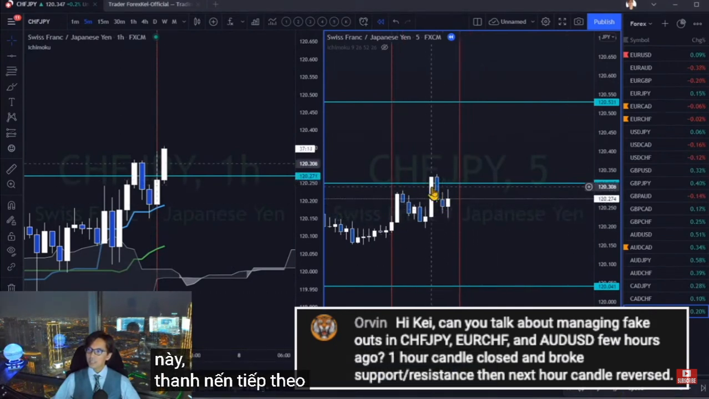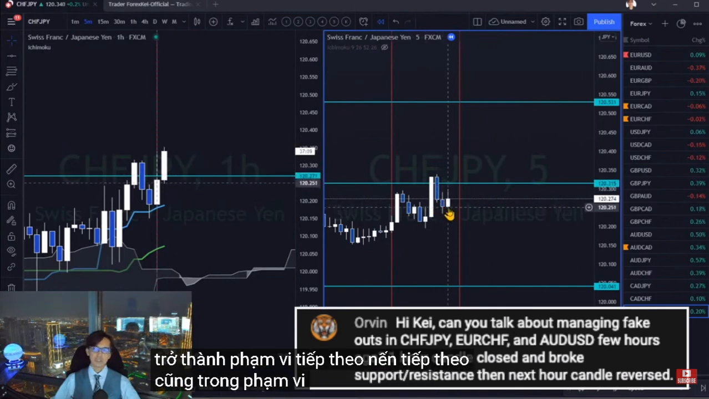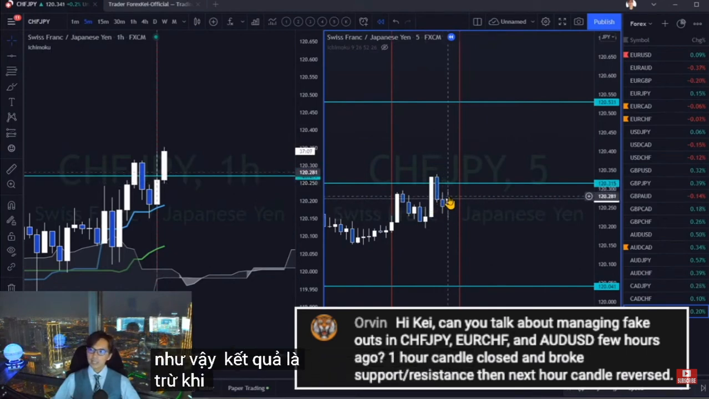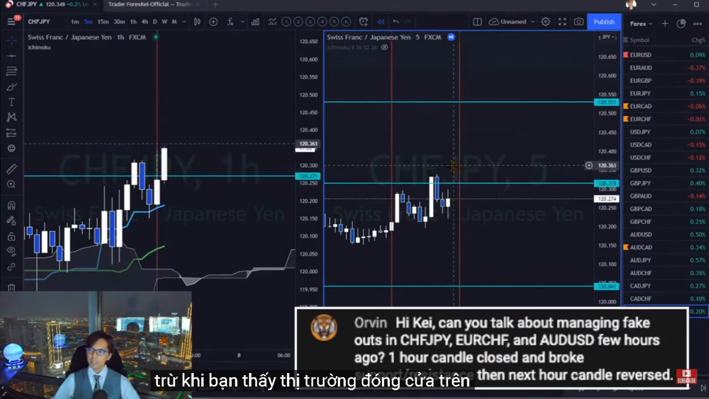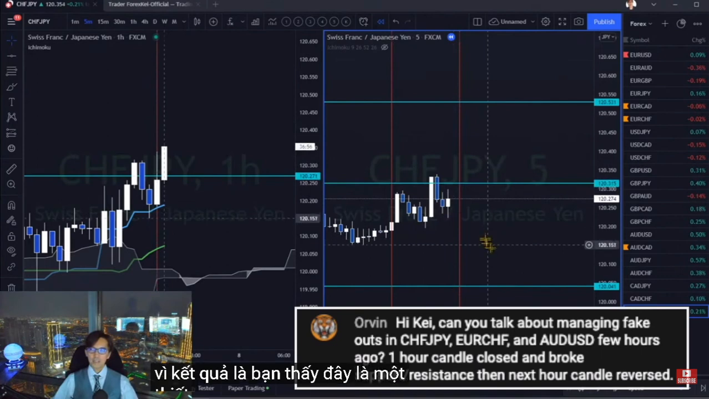So the next candlestick came back into the range. The next candlestick is also in the range. As a result, unless you see the market close above the previous resistance level on the 1 hour chart, you see this was a fake setup.